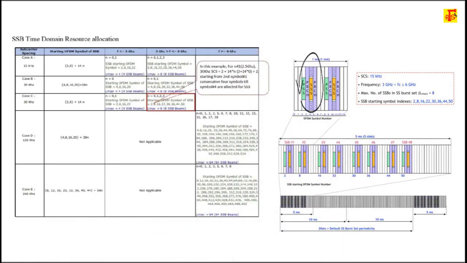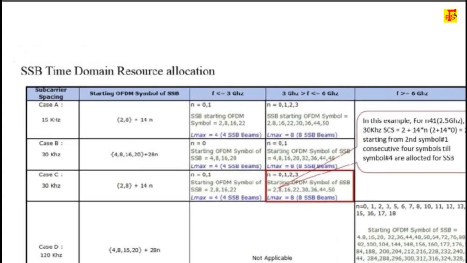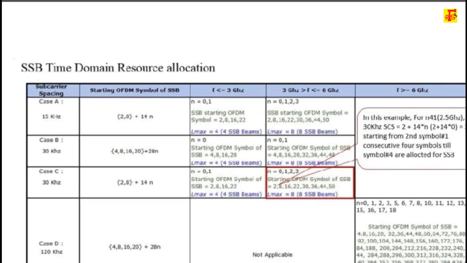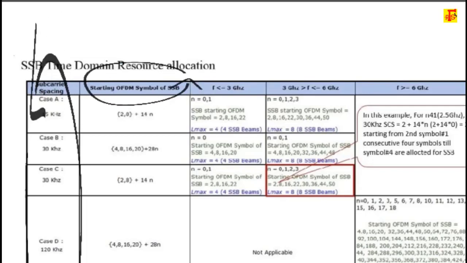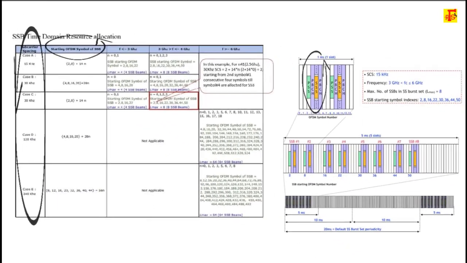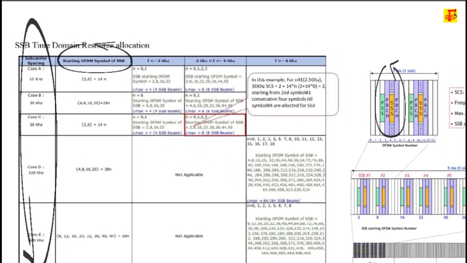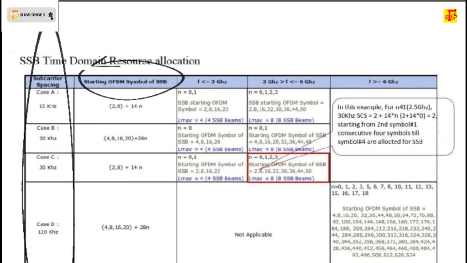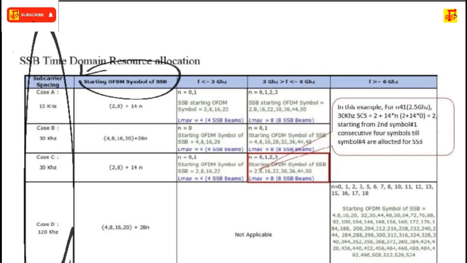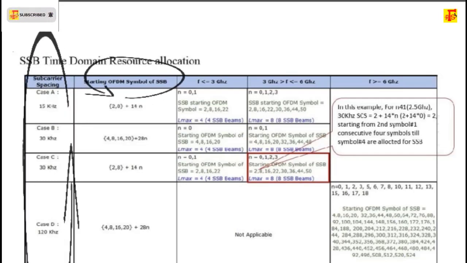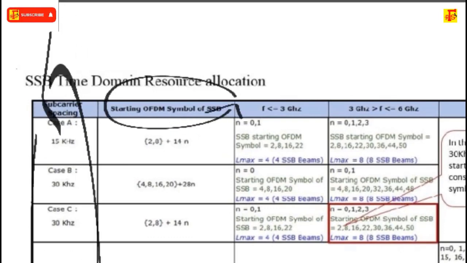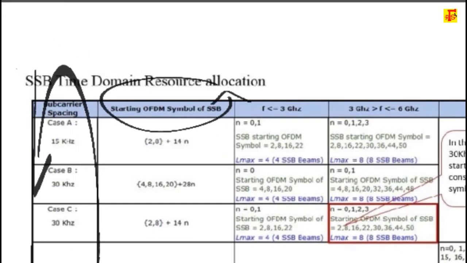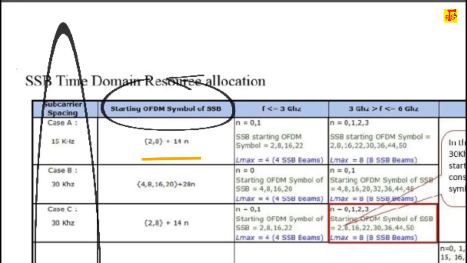So as per the 3GPP table, from this table we can calculate the starting OFDM symbol of SSB for subcarrier spacing 15 kHz, 30 kHz, 120 kHz and 240 kHz. In this scenario, you can see that it is for a subcarrier spacing of 15 kHz and the formula to calculate the starting OFDM symbol of SSB is 28 plus 14N, right?